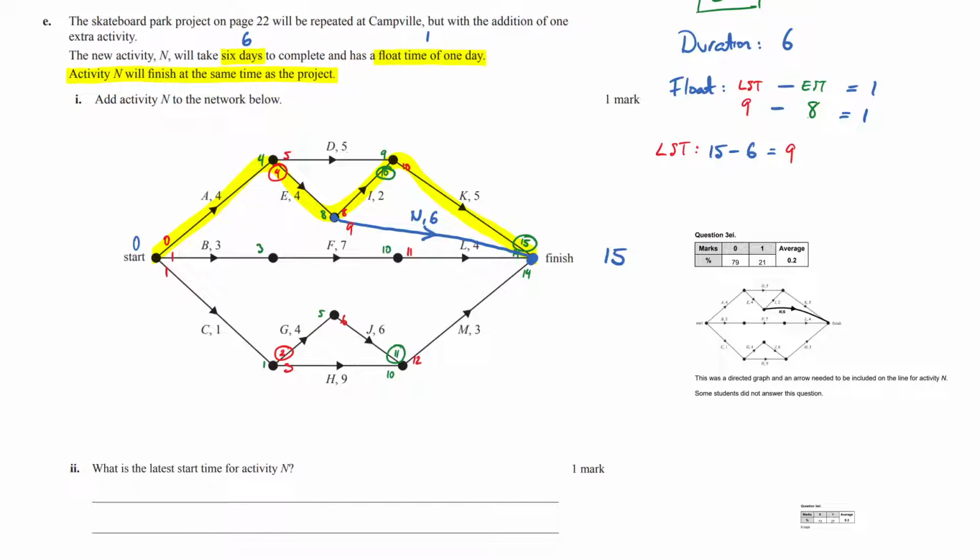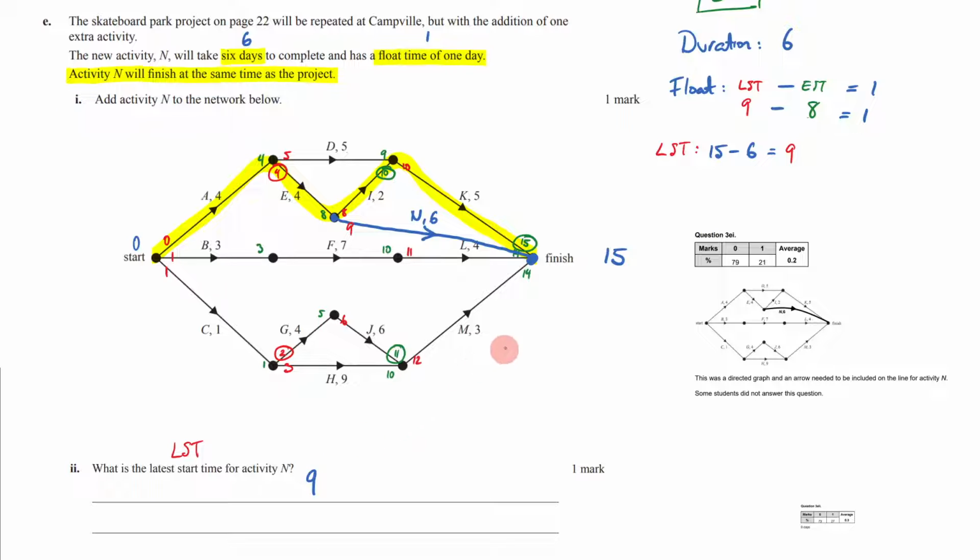We're now going to do part 2 of question E here, which says, what is the latest start time, so the LST, for activity N? Well, we know what that's going to be. It's going to be 9. We found that answer back in part 1 here, which is 9.